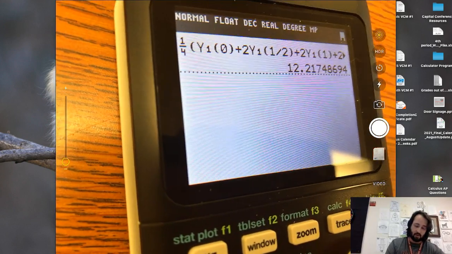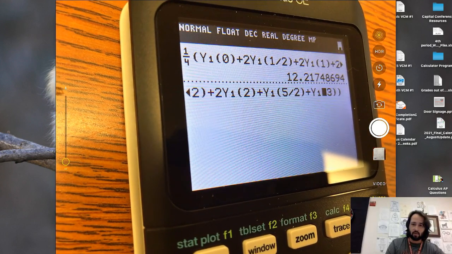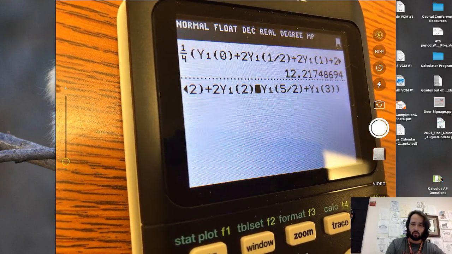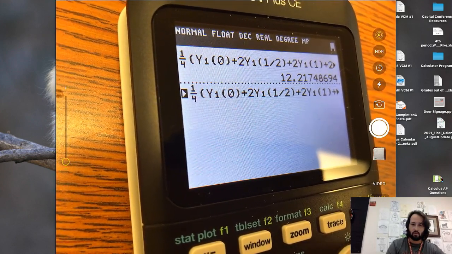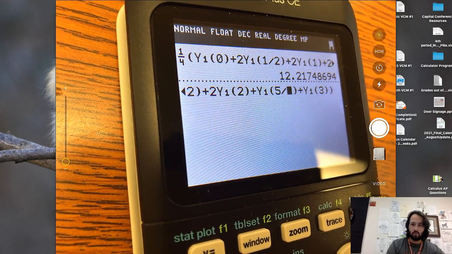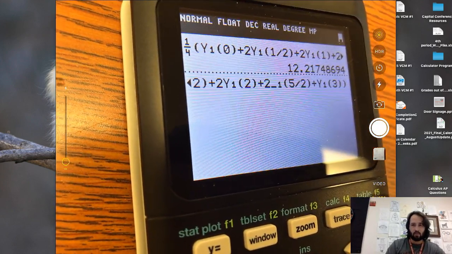That's a bonus. Okay, so that's what my calculator looks like, right? So I have 1/4 of all of that stuff that we just entered. Oh, except I forgot my 2 right there. Oops. I need to hit second delete and insert a 2.